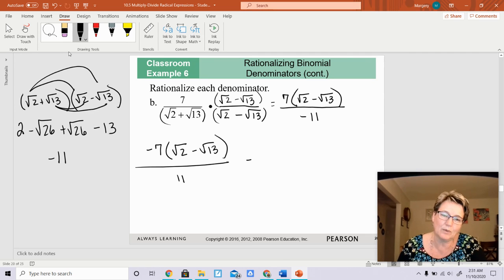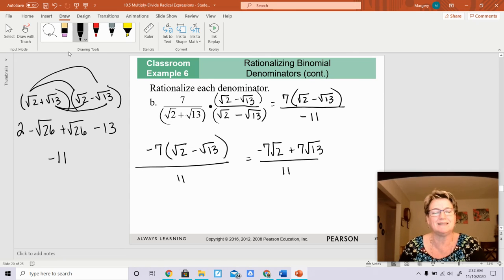It just depends on what the answer choices you have in your homework. If you have answer choices in your homework that look like this, where they actually distributed it, just distribute it. It's not a big deal. It's going to be 7 square roots of 2 plus 7 square roots of 13. And that's going to be your answer. So both of these are correct. It just depends on what your answers in your homework look like. Okay?